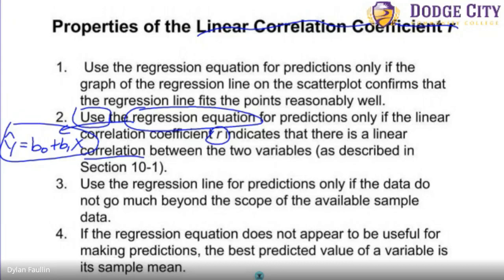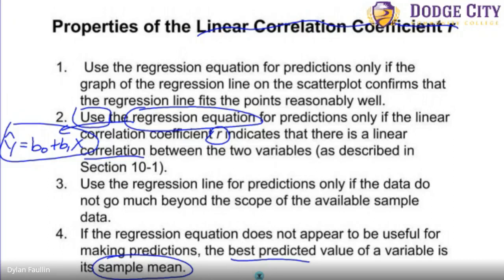So that's what this is about. Stay within the region of where your data values actually are to make your predictions. If you're asked to make a prediction about something that's outside of that data set, it's probably not a good idea to use the regression equation to do that. If the regression equation does not appear to be useful for making predictions, so if it fails on one of these things, the best predicted value of a variable is the sample mean. If it doesn't appear to be linear, you should just use the sample mean to make your prediction rather than the equation that you're constructing.